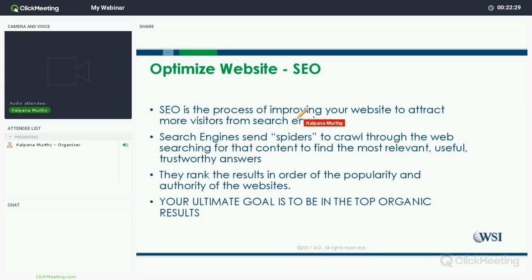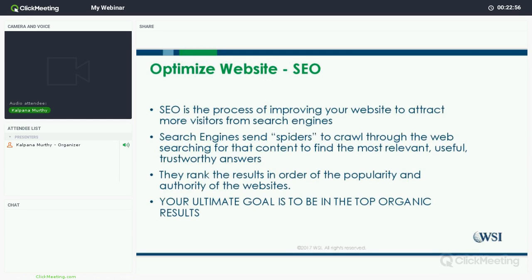So SEO is the process of improving your website to attract more visitors from search engines. So search engines send spiders to crawl through the website, searching for the most relevant, useful, and trustworthy answers for the keyword phrases that people are looking for. And the rank is based on your popularity and authority of the website. And the authority of the website is, of course, determined by content and the quality of links that are coming into your website.